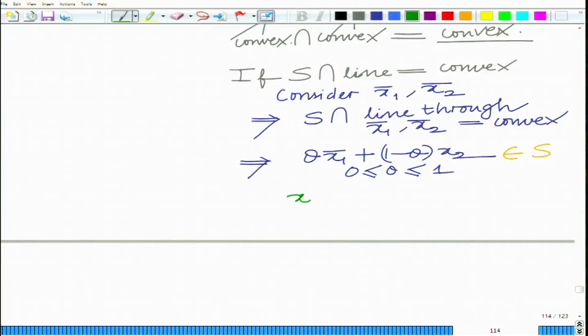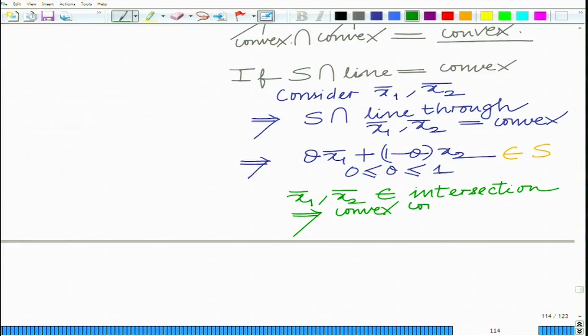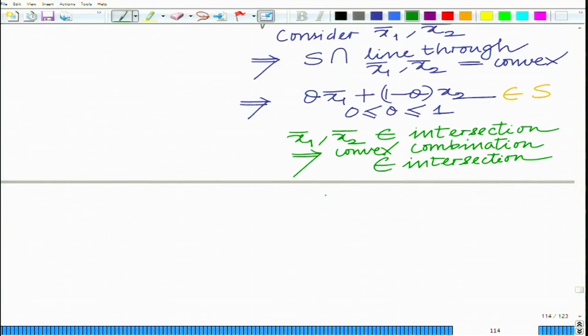x1 bar x2 bar implies their convex combination must also belong to the intersection, otherwise the intersection is not going to be convex. Which in turn implies that the convex combination belongs to S.